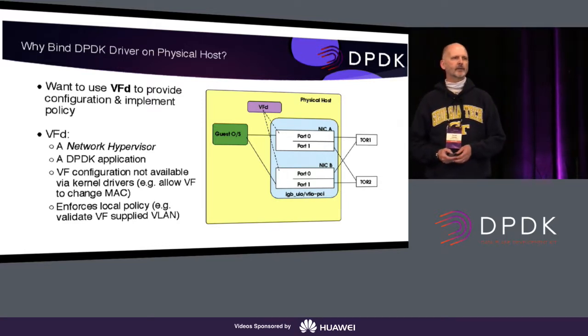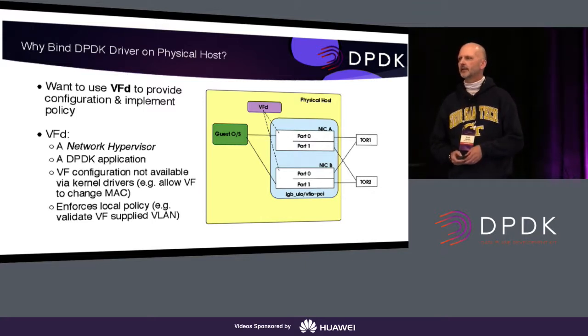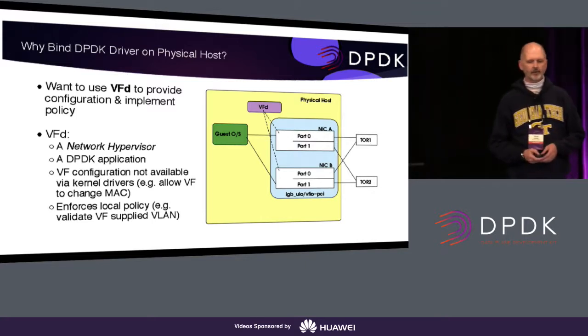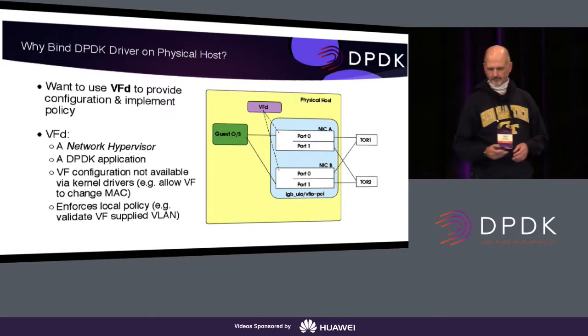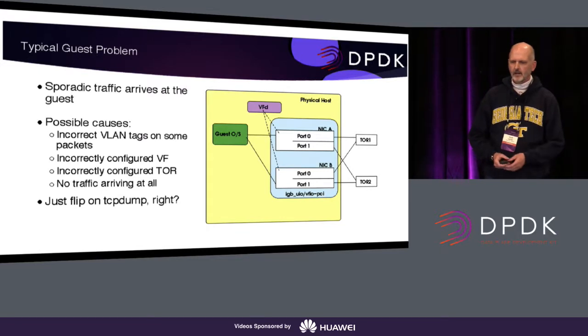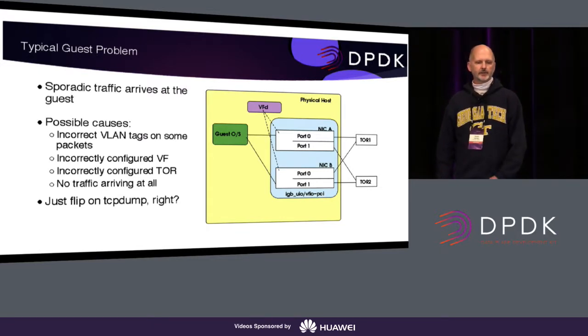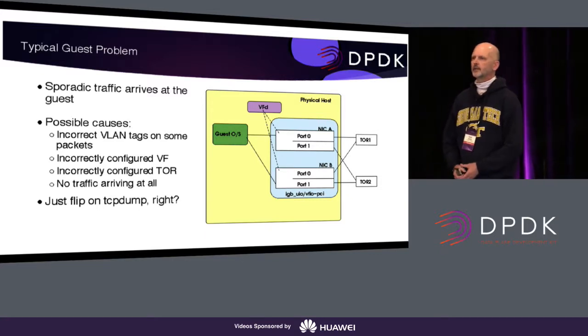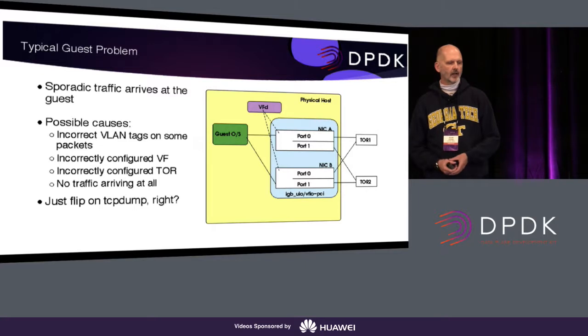It also is providing configuration on the NIC, both the PF and the VF, that aren't available from the kernel drivers, such as allowing the VF to change the MAC. So one of our typical guest problems is that we spin up a guest and all of a sudden we don't get any traffic, or we get some sporadic traffic.